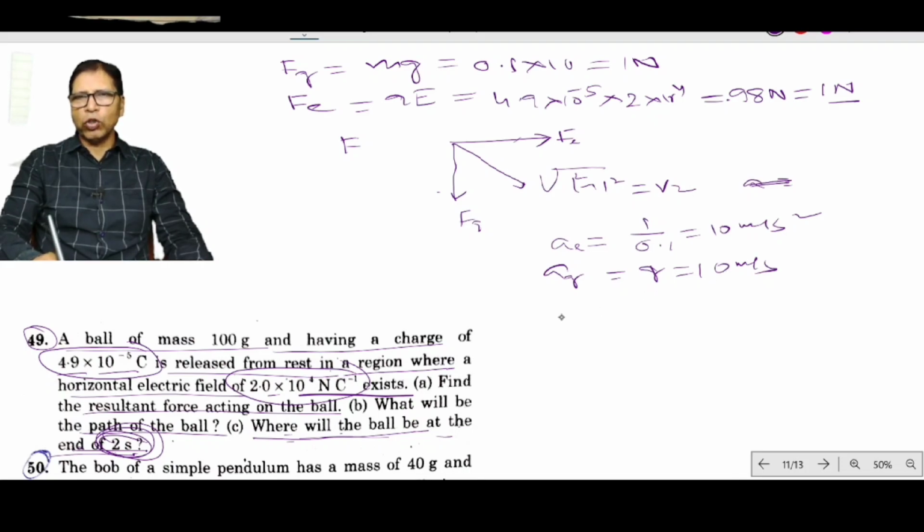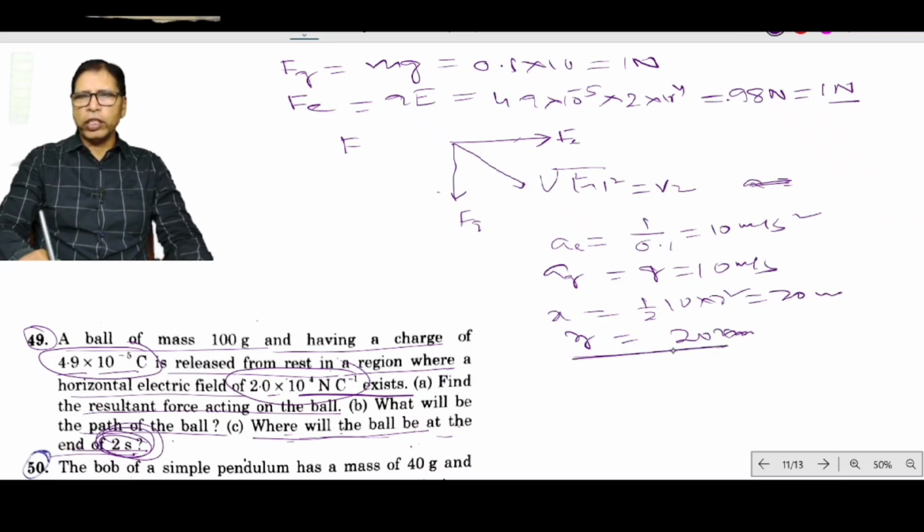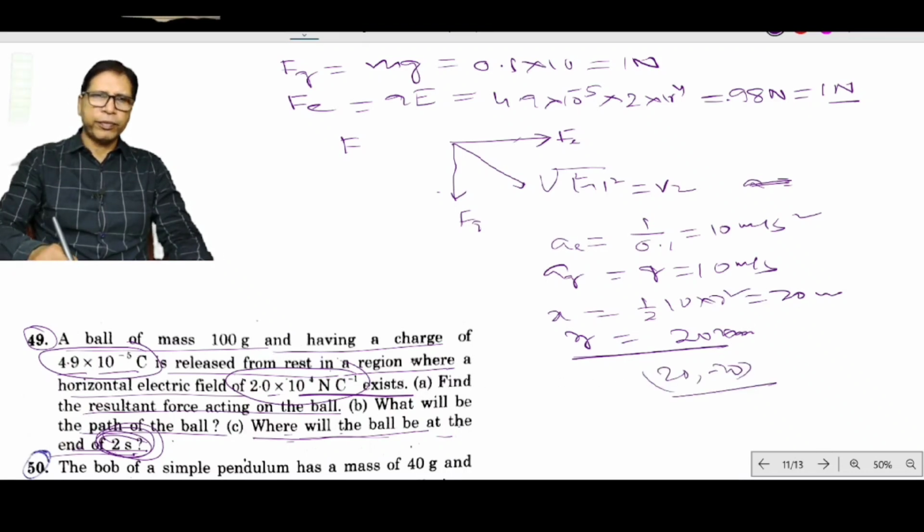So horizontal distance travelled x equals half into a into t square, that is half into 10 into 2 square. So this is 20 meter. Y is the same, this is also 20 meter. Therefore, the position of the particle with respect to origin is 20 comma minus 20.